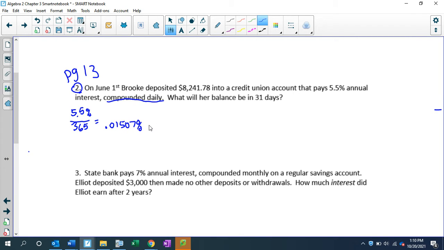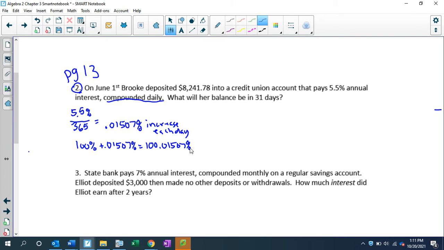Now, remember, that's your percent increase each day. So you then have to take that number and add 100% to it. So we'd have to do 100% plus 0.01507%. So that would be 100.01507%.